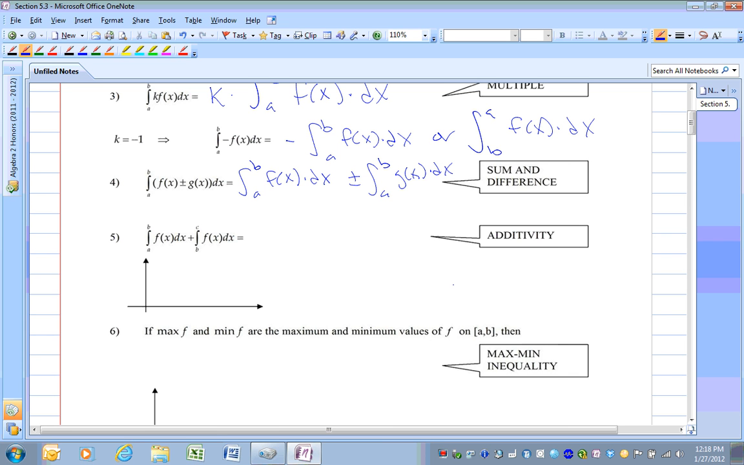Okay, number 5. So here we have two separate integrals, right? But the upper bound of the first one, exactly. So they will connect to each other. So B is kind of like a bridge. You can think of it that way. Yeah. No different.